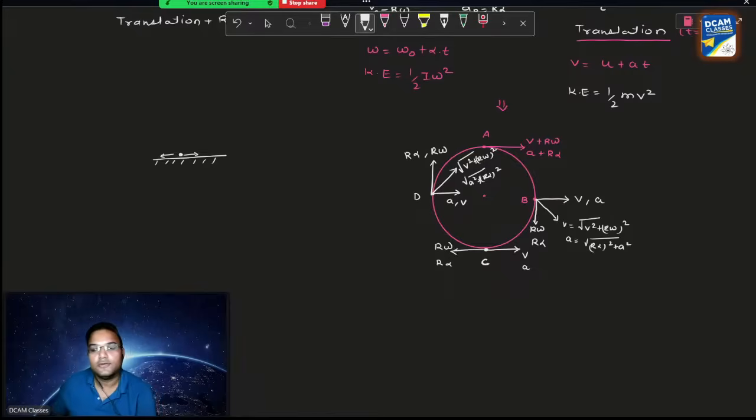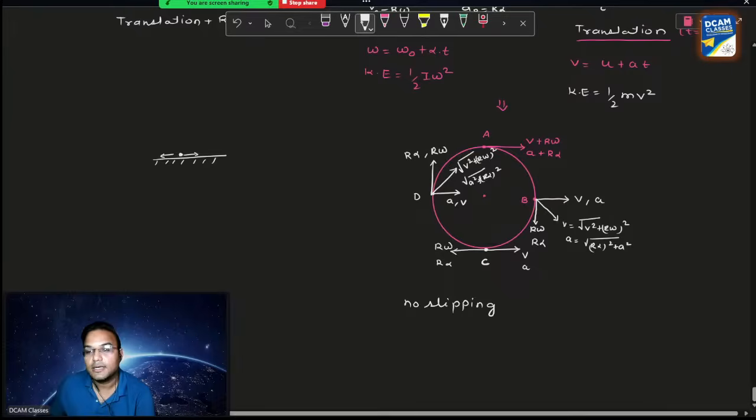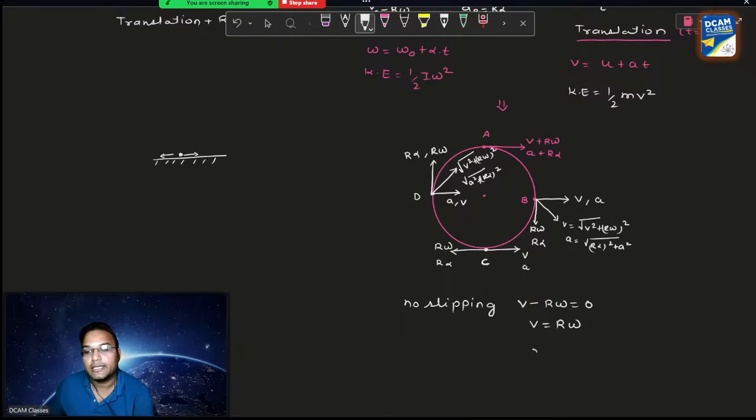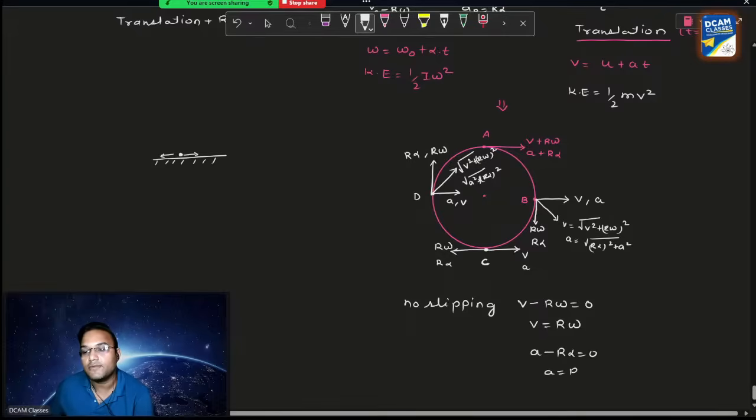So the condition for no slipping is v minus r omega, meaning the bottommost point velocity becomes 0. And when this happens, v becomes equal to r omega. When v minus r omega is 0, v is equal to r omega. At that time, a minus r alpha will also be equal to 0. a will be equal to r alpha. These are the conditions for no slipping.